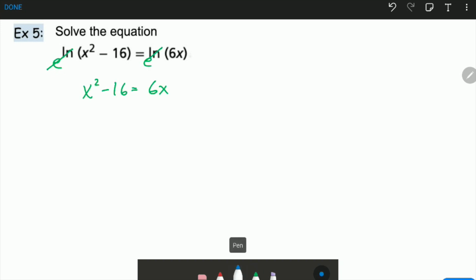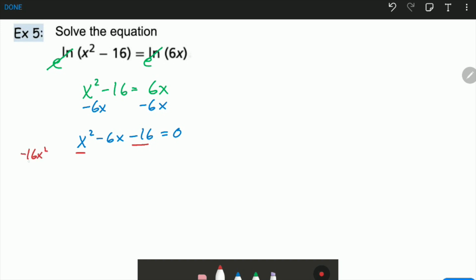Now this equation here is a quadratic, so I'm going to get all my terms to one side since I have both x squared and x. So I'll subtract 6x from both sides. It's going to have x squared minus 6x minus 16, writing it in standard form to make it easier to deal with factoring. I'll go through and factor it next, multiplying first and last.